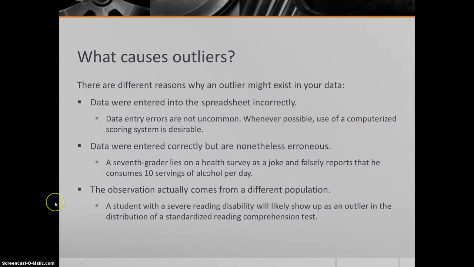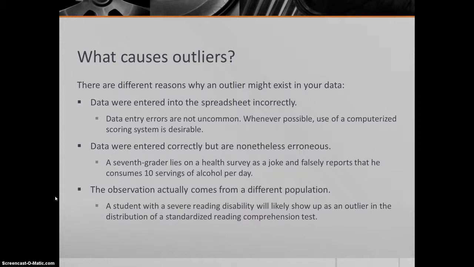And then another reason would be that the observation comes from a different population. So you might have an interest in one population and someone else sort of snuck in. So maybe you're looking at some kind of academic test, maybe a reading test, and now you have this student with a severe reading disability. So maybe you're looking at how quickly they read, and it ranges from maybe 80 words a minute to 150 words a minute, and now you have this person at 5 words a minute. And it is entered correctly, and it actually is accurate, but this person isn't from the population you're interested in.